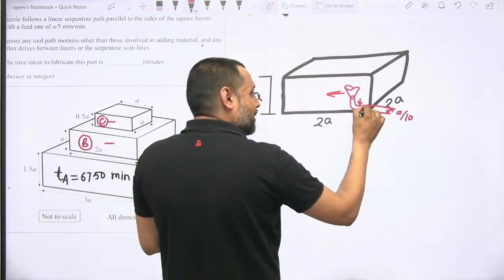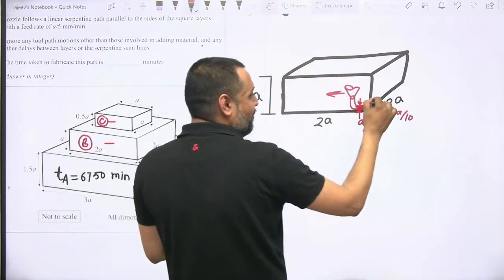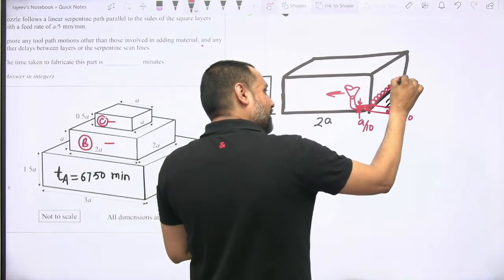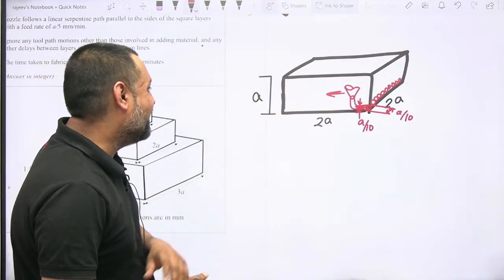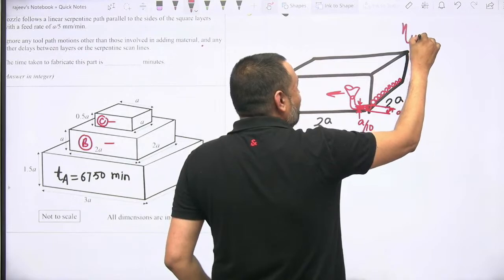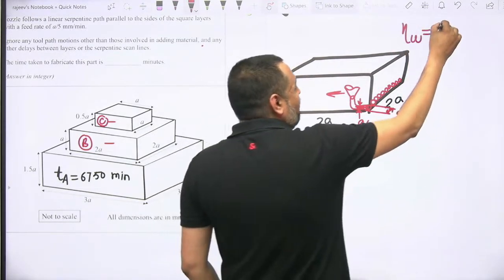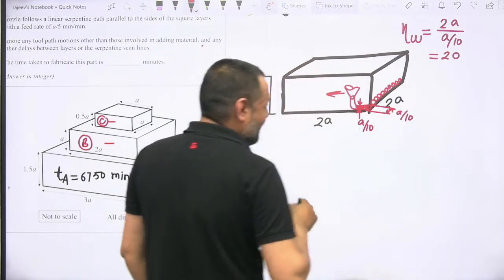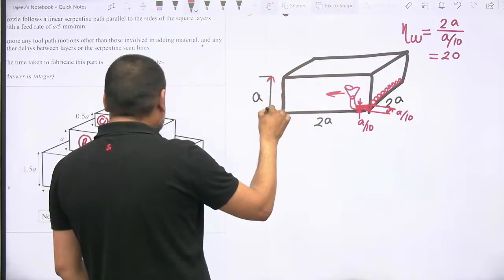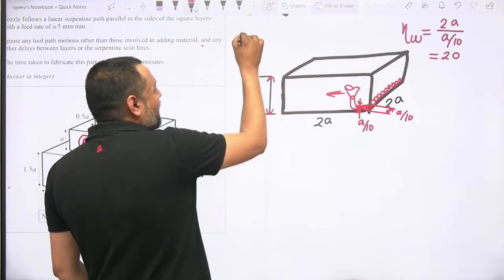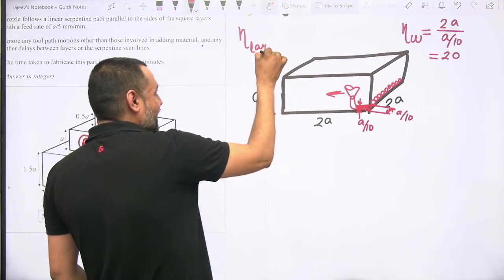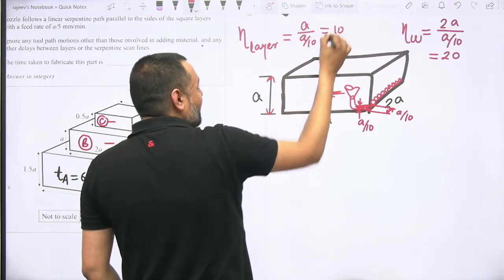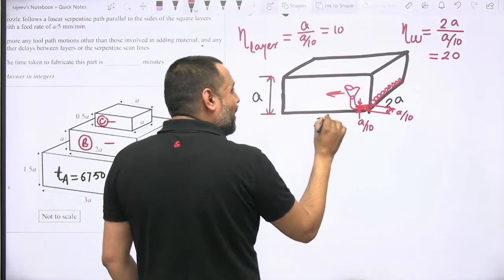For making the first layer, how many serpentine movements will have to be done? You know that you can find all these circular sections having diameter A by 10. So the number of passes required in the width direction with serpentine movement will be equal to 2A divided by A by 10, meaning 20. And then, observe, the thickness is A. So the number of layers in the thickness direction for making block B will be A divided by A by 10, that is equal to 10.